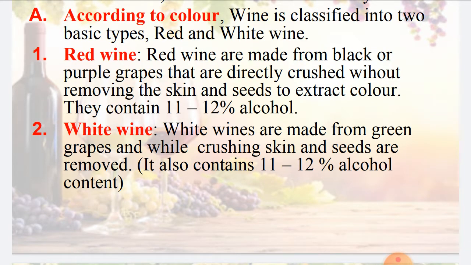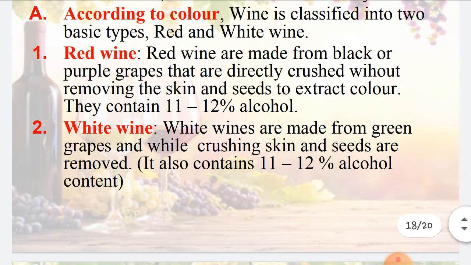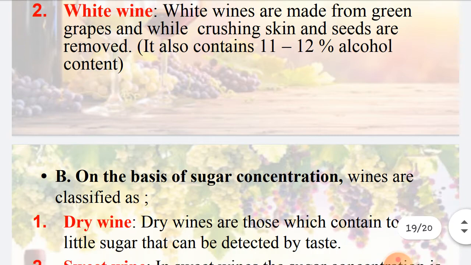Red wine is made from black or purple varieties of grapes that are directly crushed without removing the skin or seeds. Why? To extract the color. The skin is needed to extract the color. Red wines contain almost 11 to 12% alcohol.